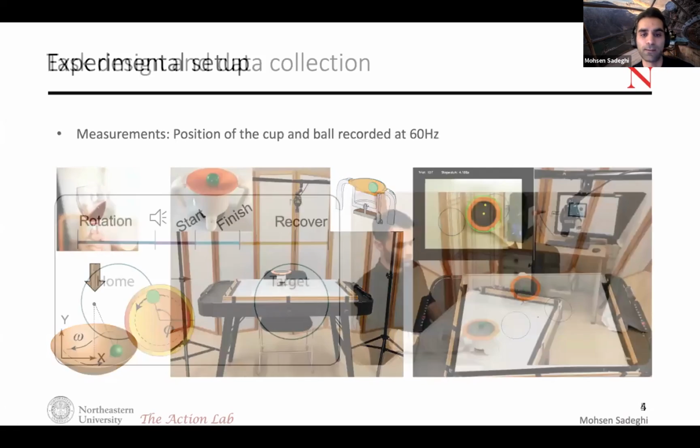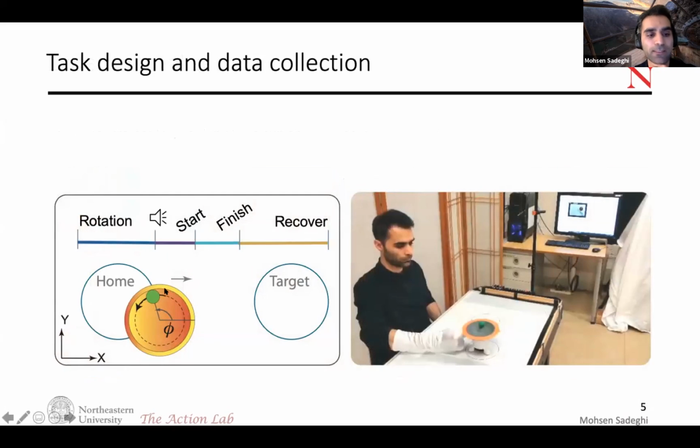The task that we designed is fairly simple. Subjects start with rotating the ball in the cup while in a home position, similar to swirling a glass of wine. Then an auditory cue is introduced, after which subjects are instructed to translate the cup from the home position to the target position. In this translation, they have to try to keep the ball rotation as steady as possible and try to avoid the ball falling out of the cup, which is a possibility. After they arrive at the target, they have to restore the ball rotation as steadily as possible again.